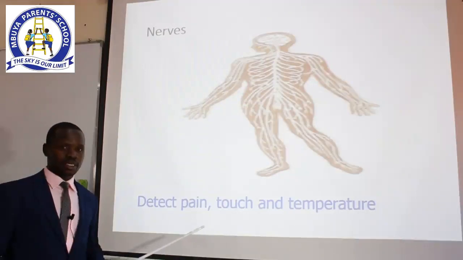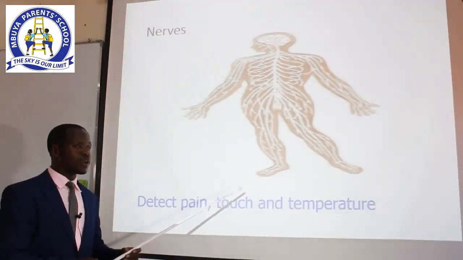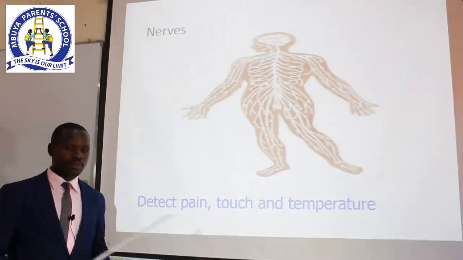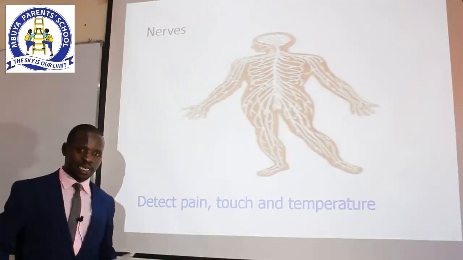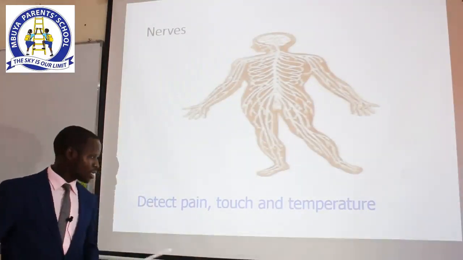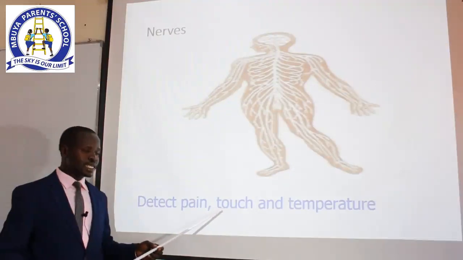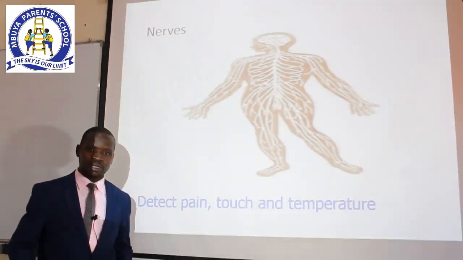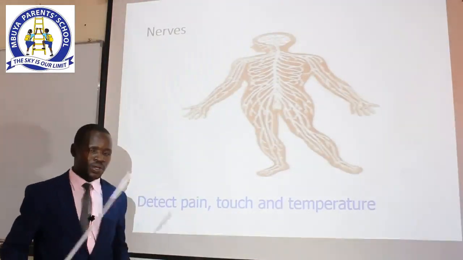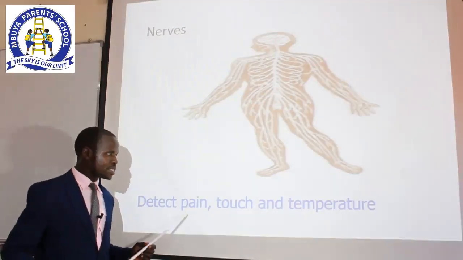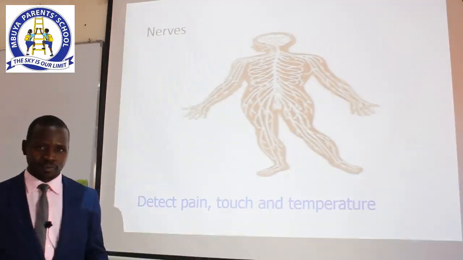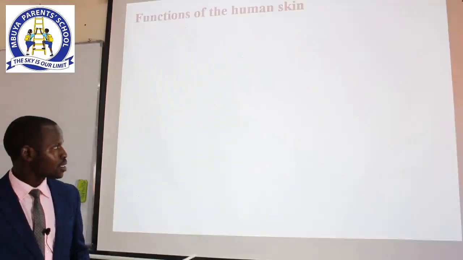Let's also look at the nerves. The nerves are found all over our body, but most importantly, they are also attached to the skin. And how are they important? They help us to detect pain, touch, and temperature. That may include coldness or heat. So the nerves in our bodies help us to feel. Wonderful.